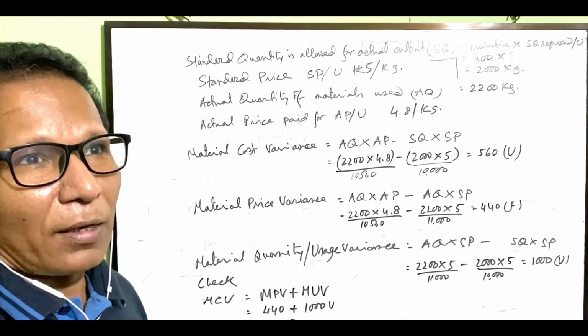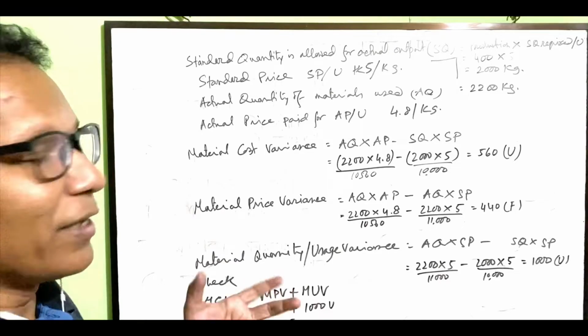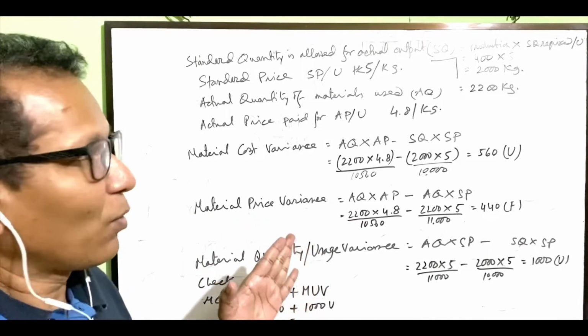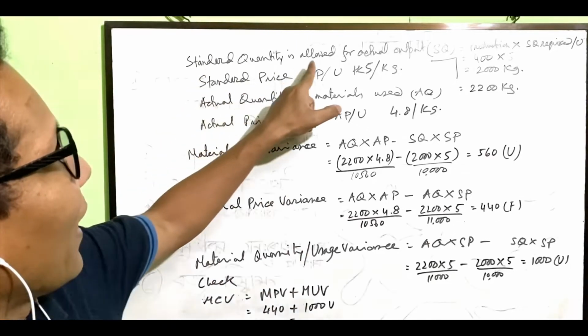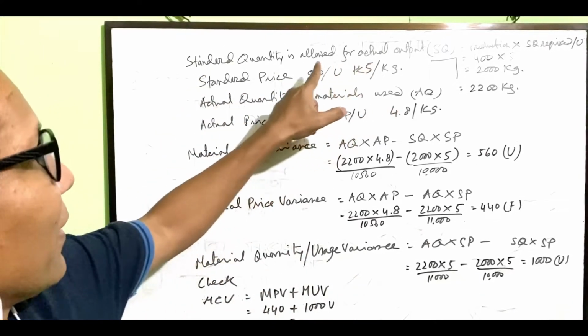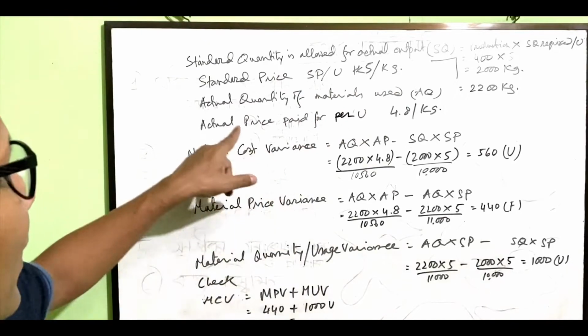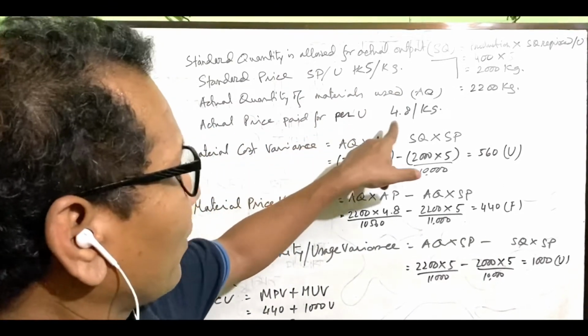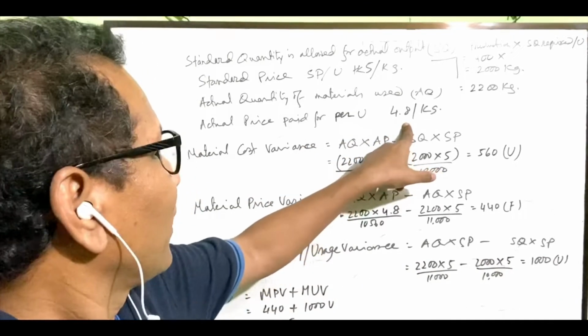Look, we need four calculations for standard costing of material. One is standard quantity allowed for actual output, that is denoted by SQ. Here actual price paid per unit is 4.8 per kg, it is given.